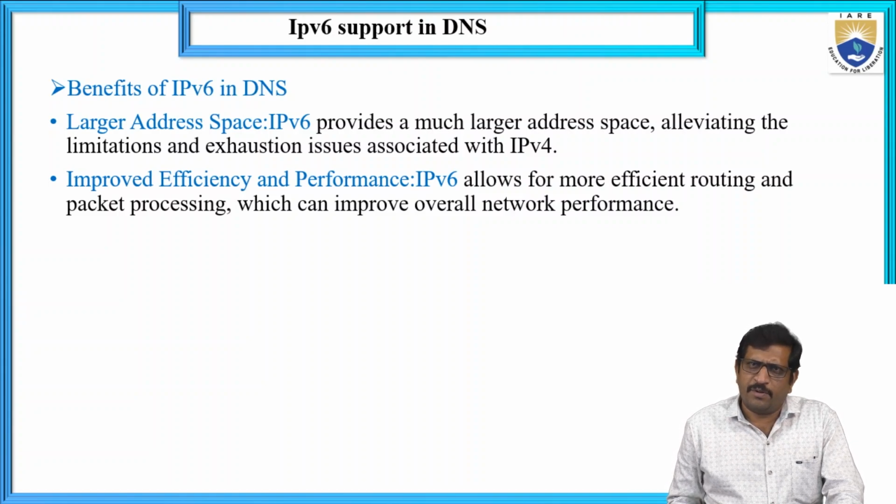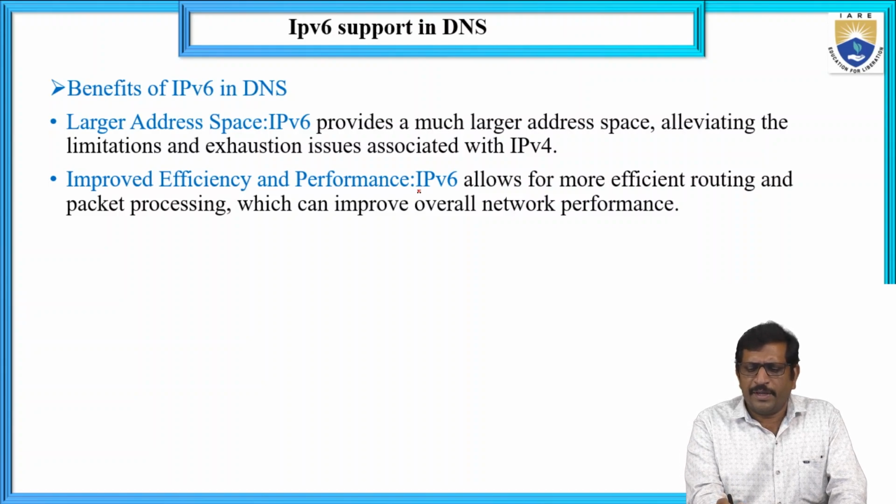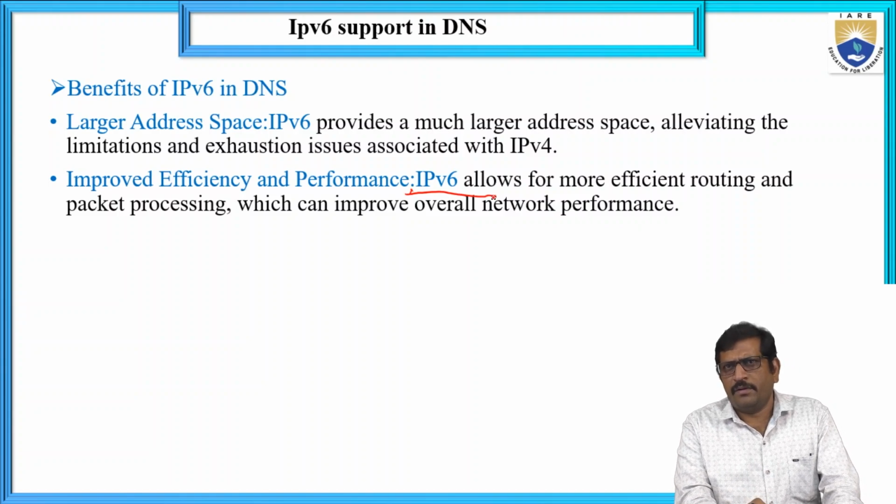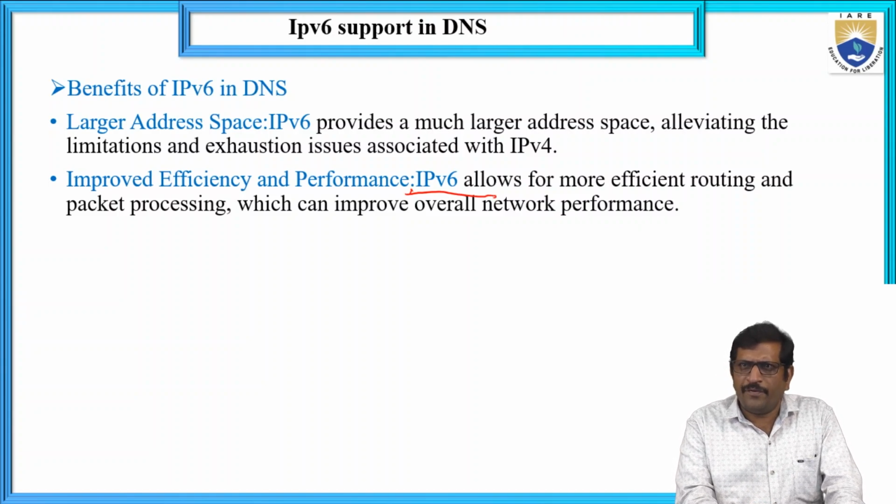Improved efficiency and performance. How can you improve the efficiency and the performance? With the help of communicating devices, the efficiency and performance can be improved by using the IPv6 protocol, which allows more efficient routing from one device to another device. The routing allows better device identification.